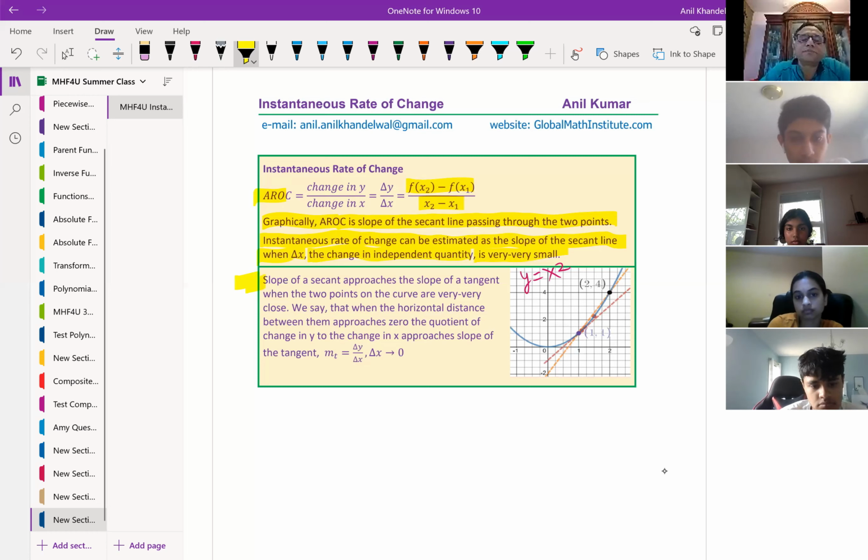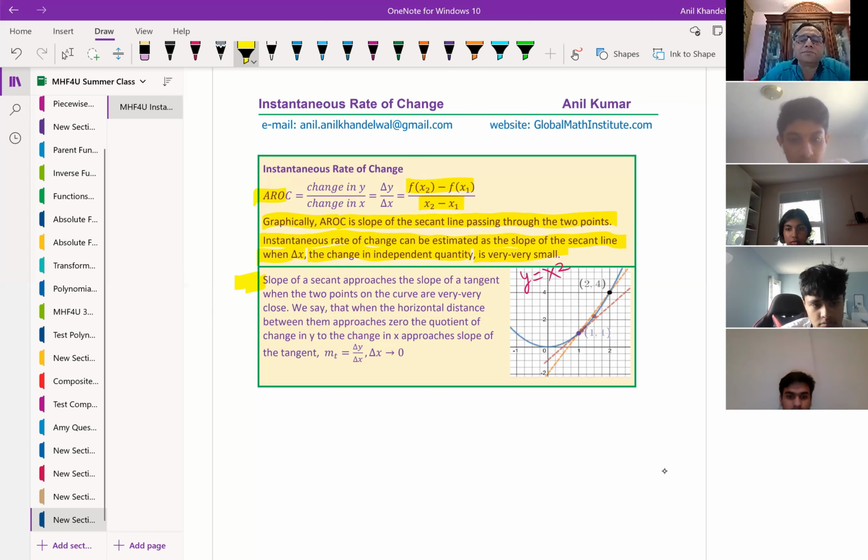Slope of a secant approaches the slope of a tangent when 2 points on the curve are very, very close. We say that when the horizontal distance between them approaches 0, the quotient of change in y to the change in x approaches the slope of the tangent. So m of t, the slope of the tangent, equals delta y over delta x when delta x approaches 0.